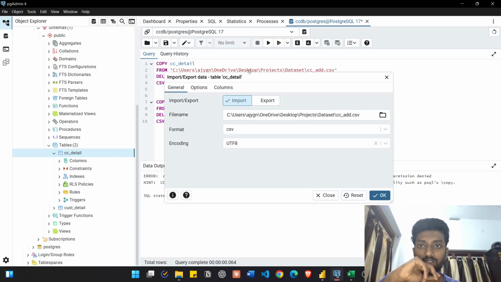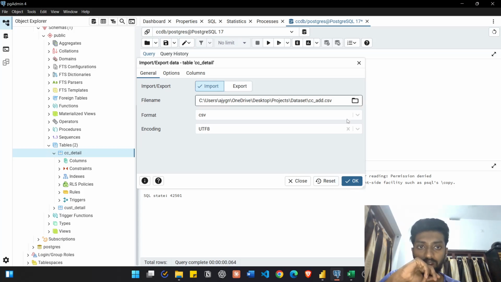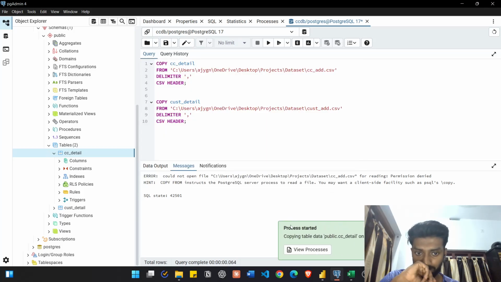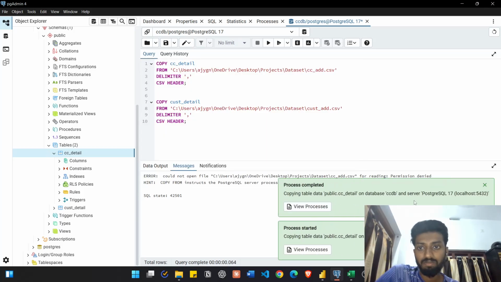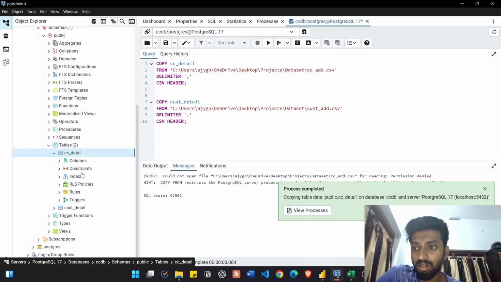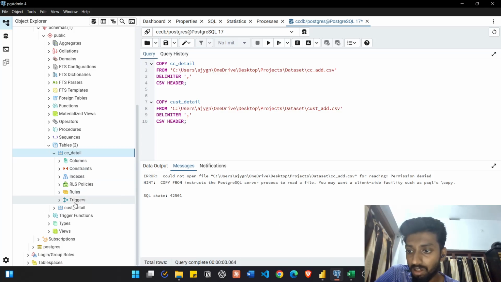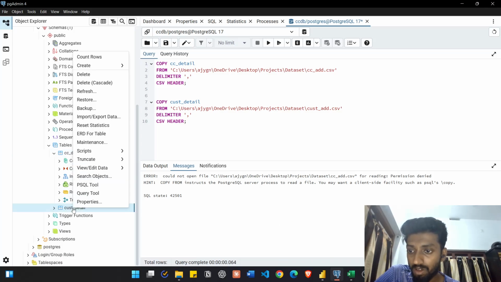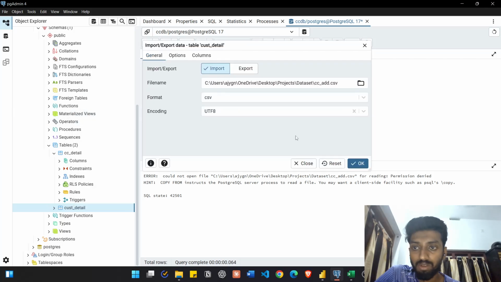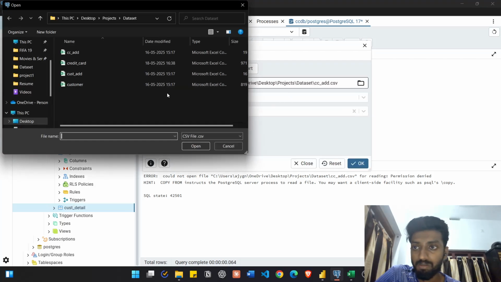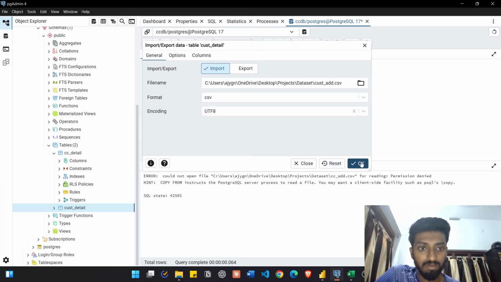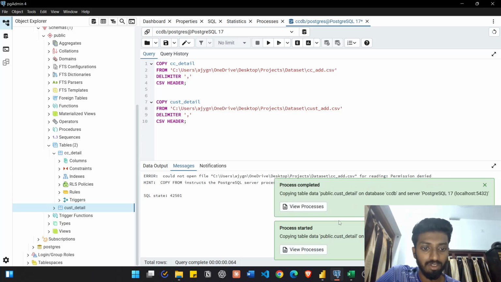For that, we could use Postgres import, and so credit card add to the credit card detail. So that's been added. And then we need to add the customer detail as well, right? So for customer detail, we have to import the data. Customer, customer add. Okay. So that's been done.